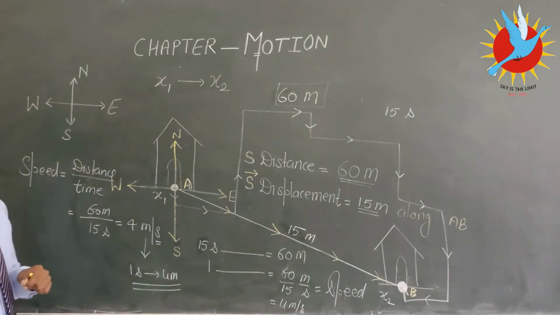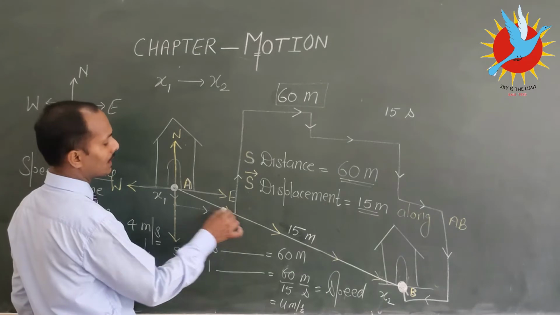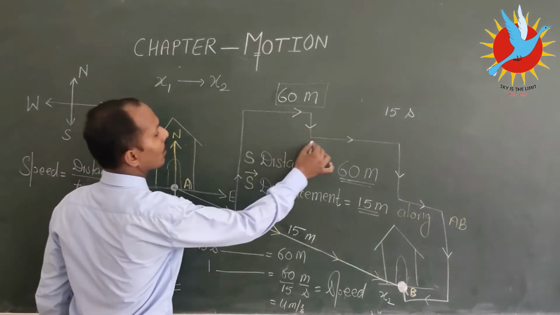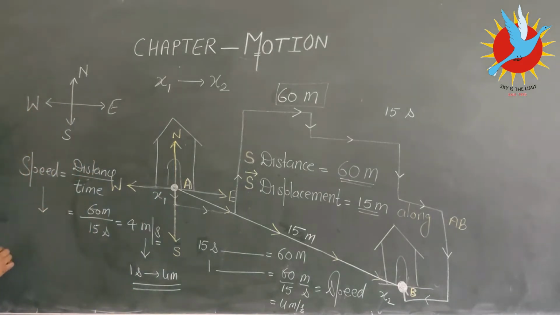Now, speed is a scalar quantity. Why? Because when you take distance, distance can have different directions or different paths. So it is a scalar quantity, and its symbol is v. We do not show any arrow over it; if I show an arrow, it means a vector quantity, but speed is scalar, so there is no need for an arrow. Distance upon time is the formula of speed.